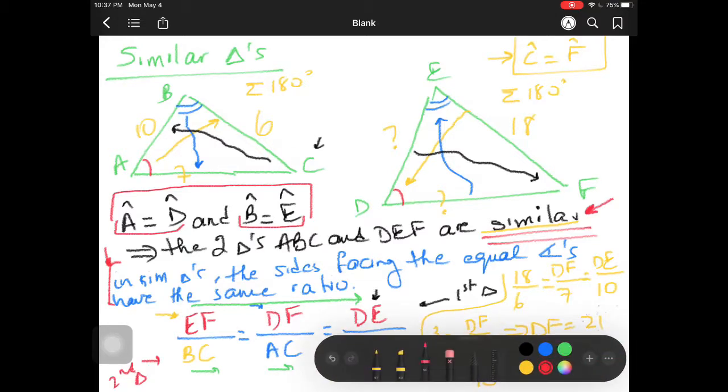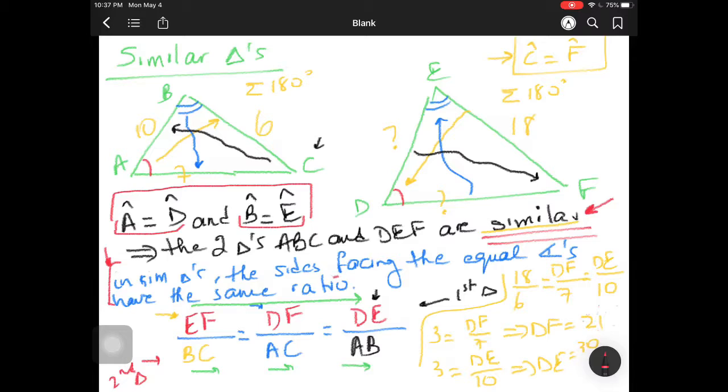This is why we said the sides facing the equal angle. So you have to write it in that order, in the order of sides facing the equal angles. And this would help you do what we did here, which is find the missing sides.